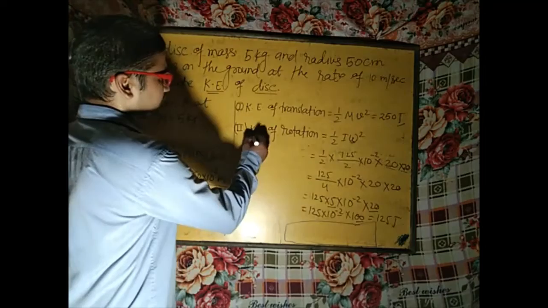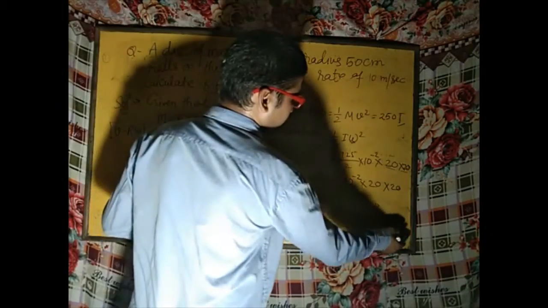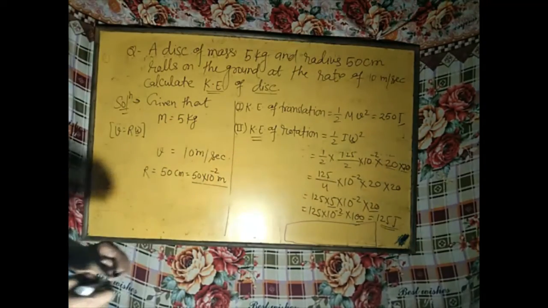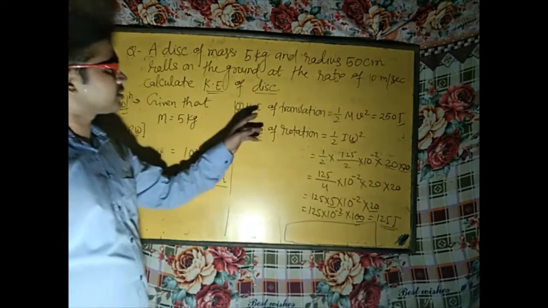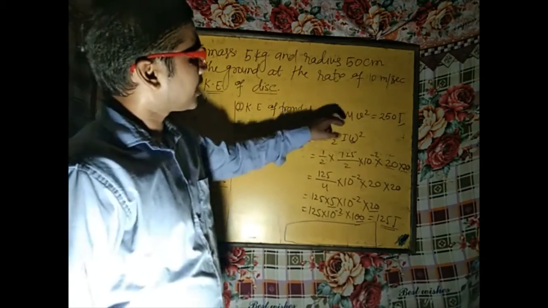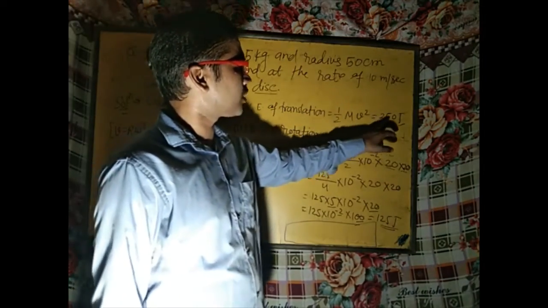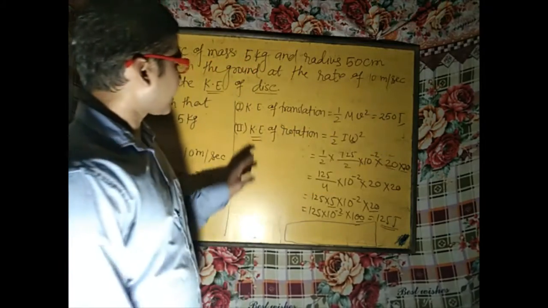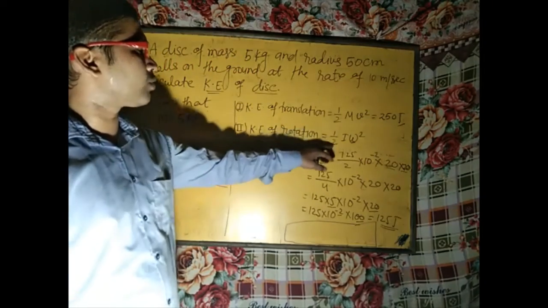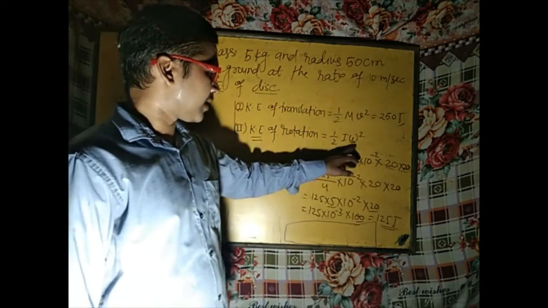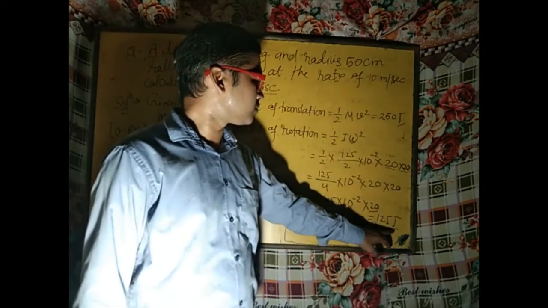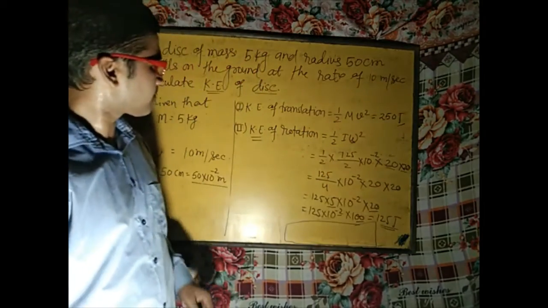You can see here this one is kinetic energy, so unit is again joule, right? So you can see here the kinetic energy of translation is 1 by 2 mv square and its value is 250 joule, whereas the kinetic energy of rotation is given by 1 by 2 I omega square and its value is 125 joules, right?